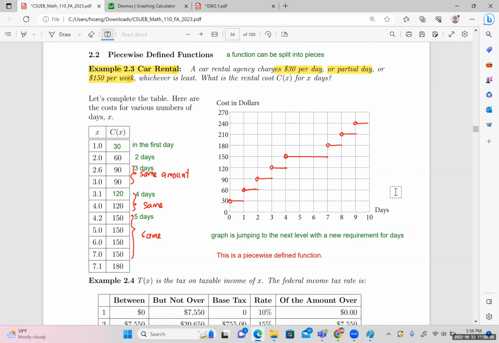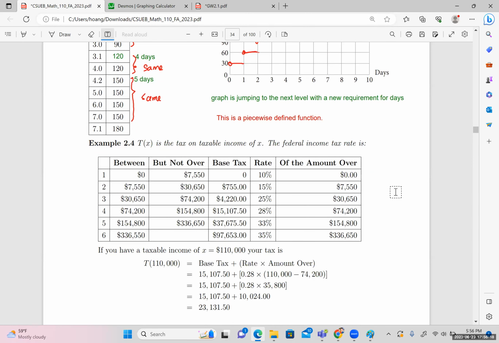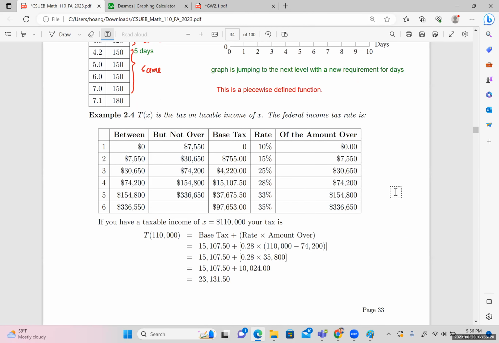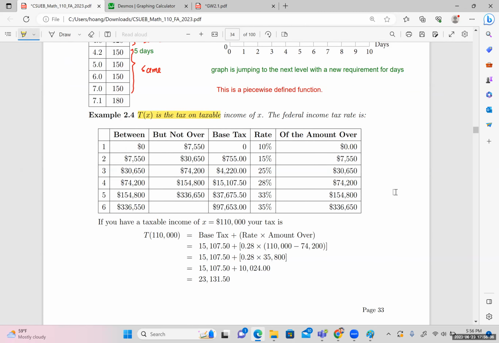All right. So this is one kind of piecewise defined function. Okay, so let's take a look at example 2.4. Let's talk about tax. Let T of X be the tax on taxable income of X, and the federal income tax rate is as in the table here. So let's highlight these, T of X.